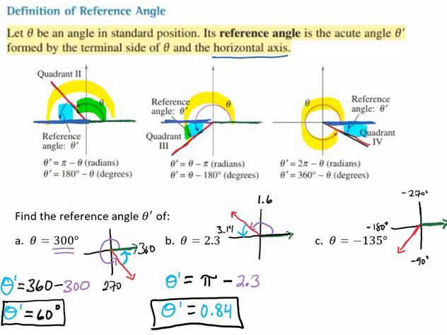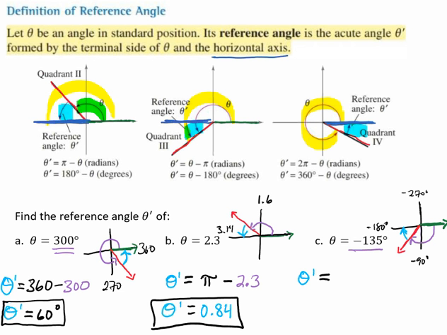So I have my sketch. So my negative angle is going from here to here. That's my negative 135. So my reference angle is going to be the distance from here to here. What is that going to be? So my theta prime can be pretty easy to find.